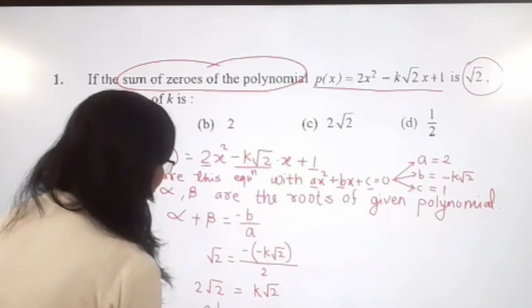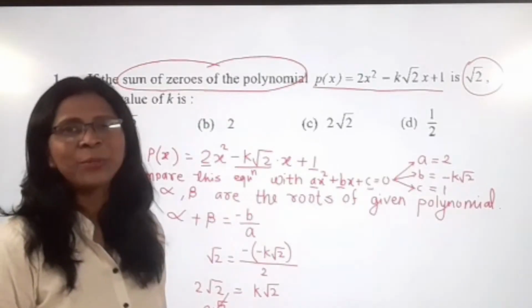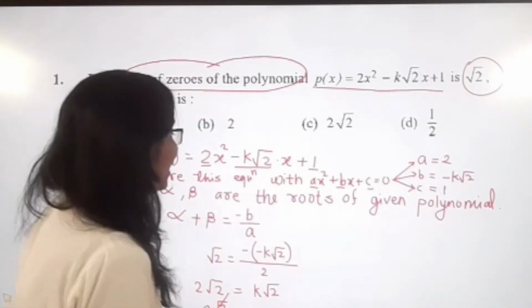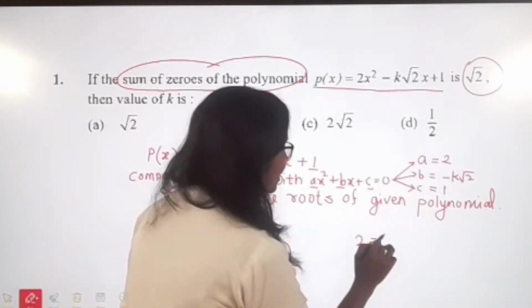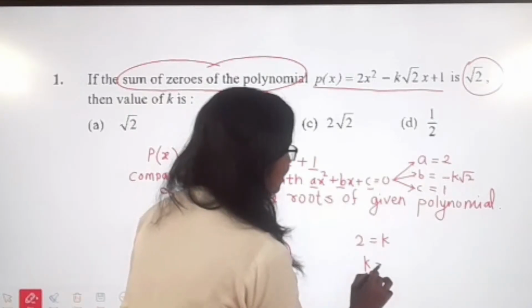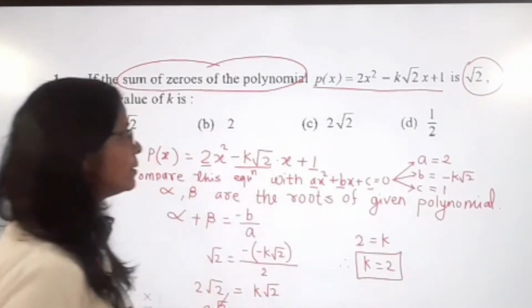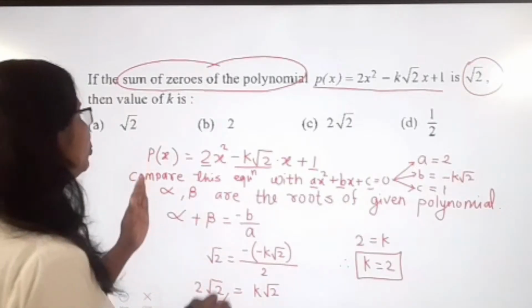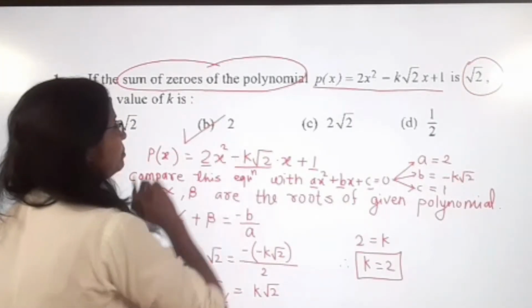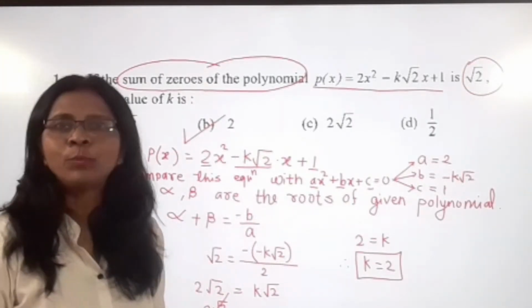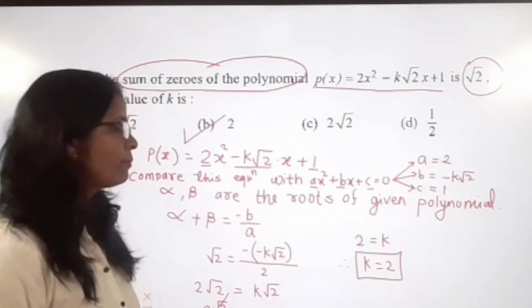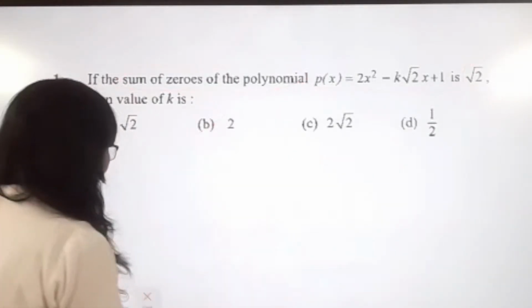So here 2 root 2 divided by root 2 is equal to k. That means root 2 gets cancelled, students, and only the remaining part is 2. 2 is equal to k, that means k is equal to 2. So now students, the answer is 2. That means the correct option is B, 2. Correct option is B, 2. Then students, next question.